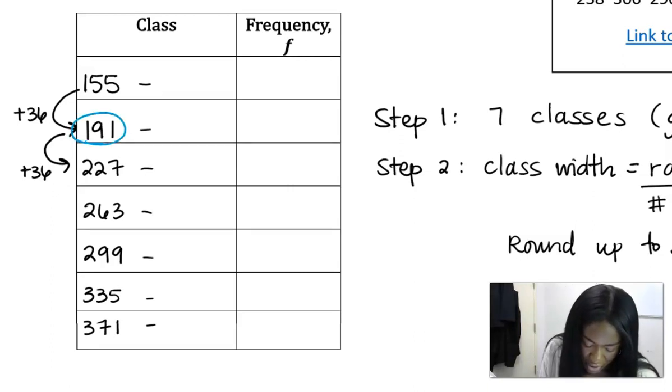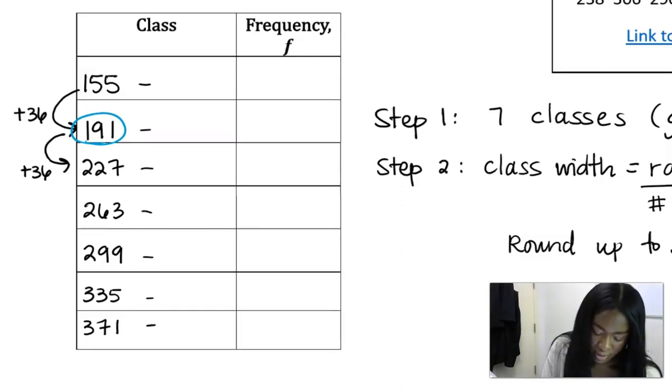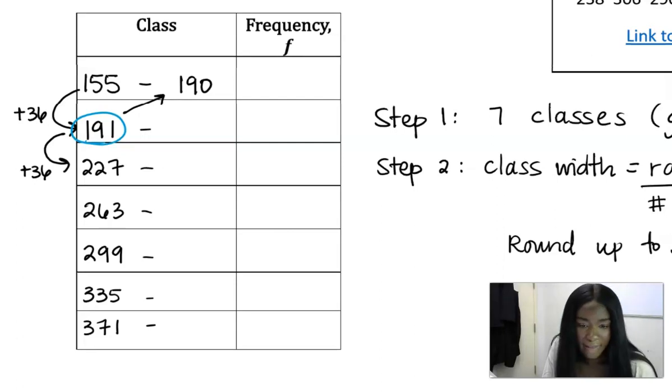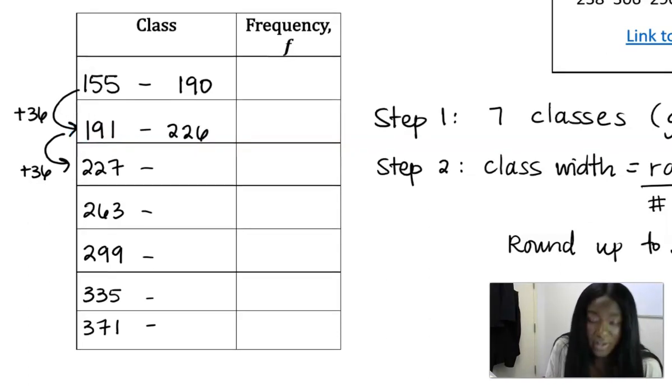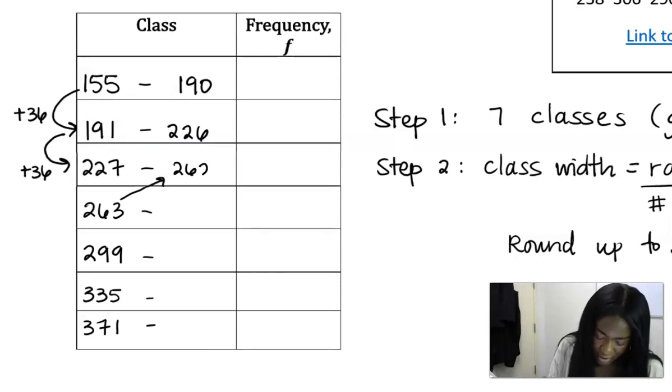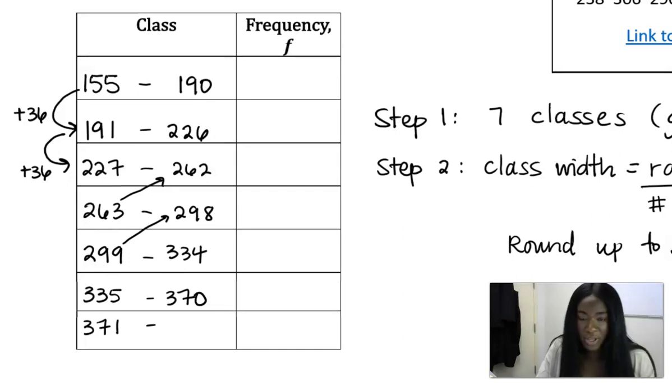If this starts at 191, then I can just go backwards one and say this had to end at 190. And then once I have 190, I can just continue adding 36 again. Or you can just keep thinking about what had to come before that. So if this is 263, this had to be 262. If this is 299, this had to be 298. And we can just continue to fill out the upper class limits like that.